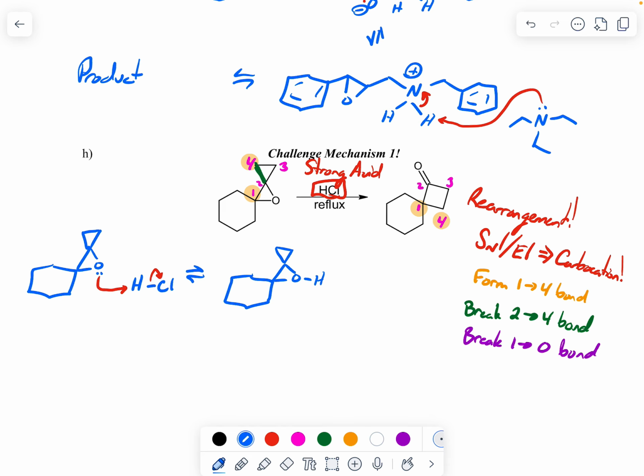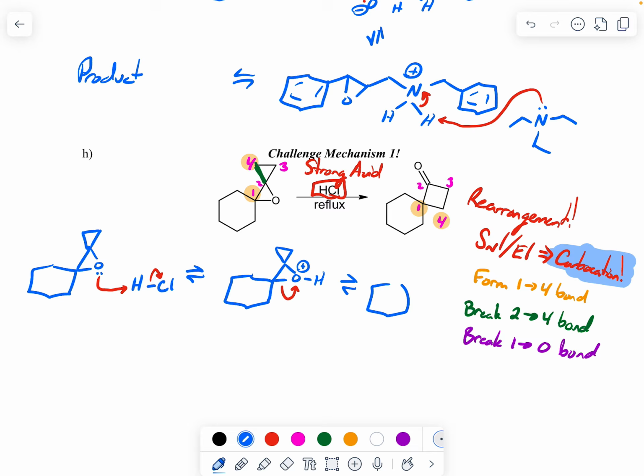Now that we have the protonated oxygen, we can see that we're actually going to be able to perform one of our first important tasks in the form of breaking the 1 oxygen bond. Because remember, if we're doing a rearrangement, and we must have a carbocation when doing that rearrangement, that means it's going to be one of our first steps. So forming the carbocation here makes a lot of sense.